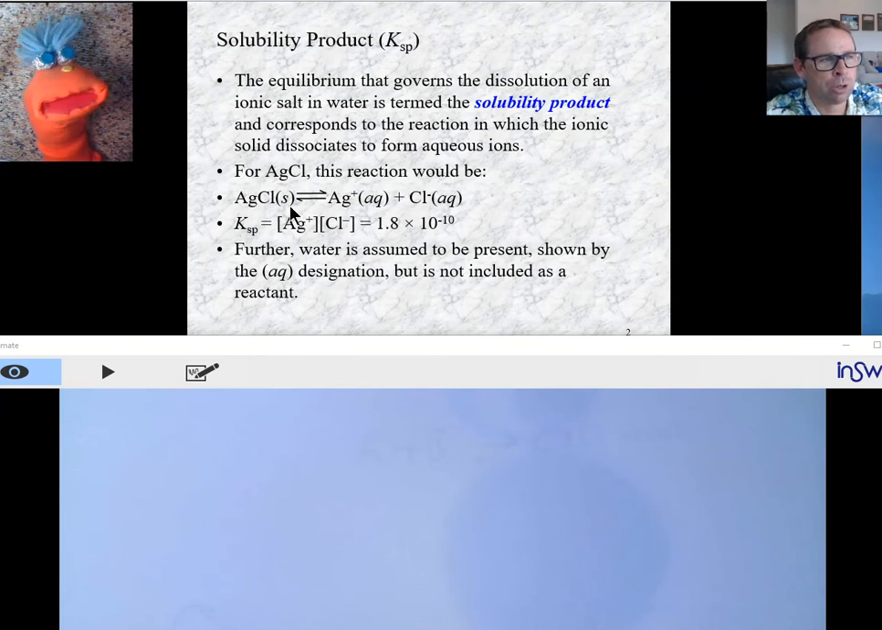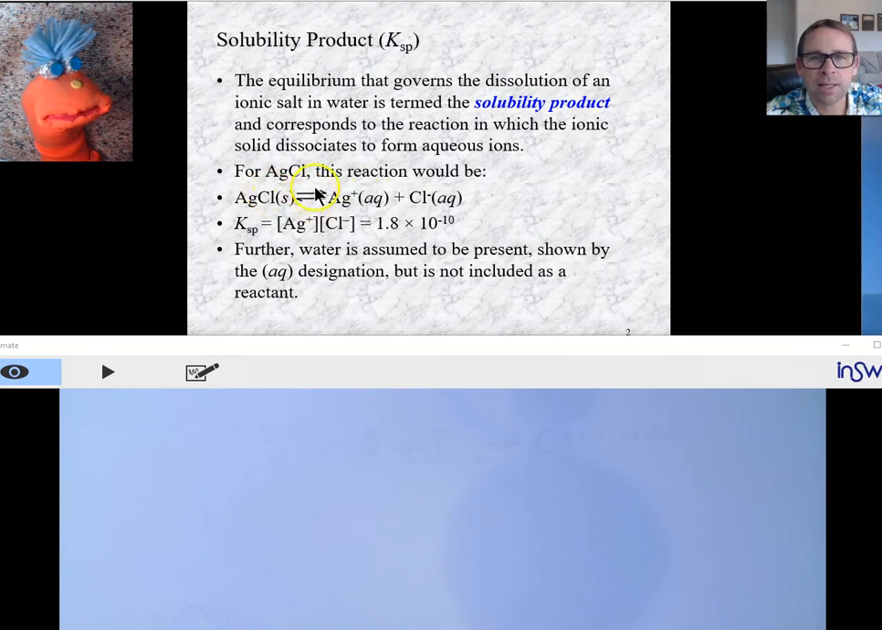Chlorides are generally soluble, but silver is an exception. So silver chloride is not soluble. But when we put silver chloride into solution, a small amount of silver ion results and a small amount of chloride ion results. When they find each other, they go back.